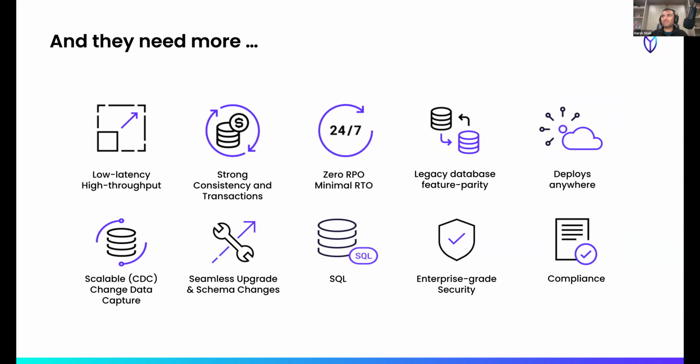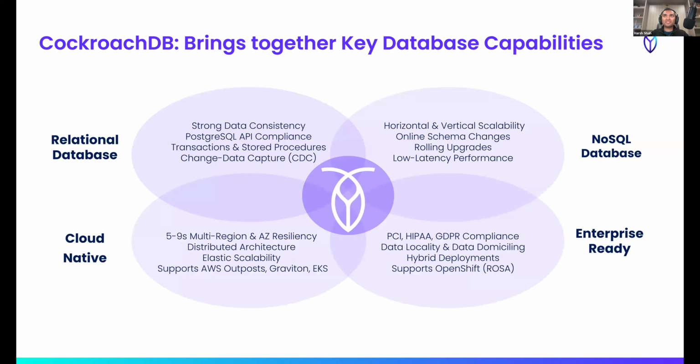But it needs to be more than just those. And these are some of the other requirements. I'm not going to go through them all, but basically, it can't go down, be resilient, zero RPO, minimal RTO. It can deploy anywhere and really helps you comply with all these regulations, right? So those are the challenges that really built out the ethos of what CockroachDB is.